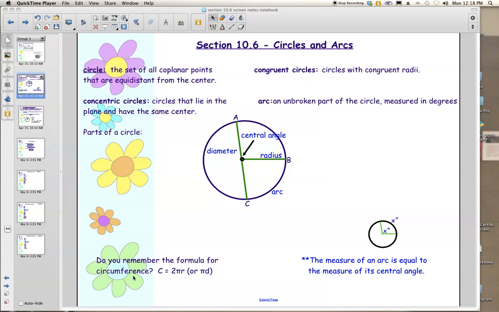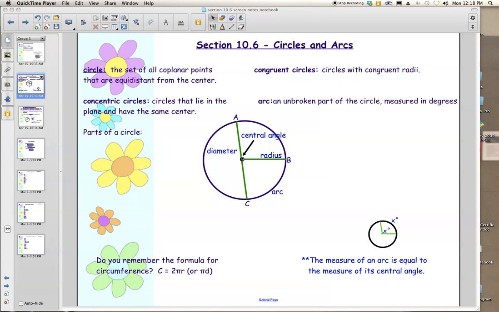You need to remember the formula for circumference of a circle, the distance around the circle. Traditionally, that has been taught as circumference equals 2 times pi times radius. More modernly, they have transferred it to pi times diameter, which is exactly the same thing because 2 times the radius is the diameter. In the traditional books, you've probably learned it as 2 times pi times radius.